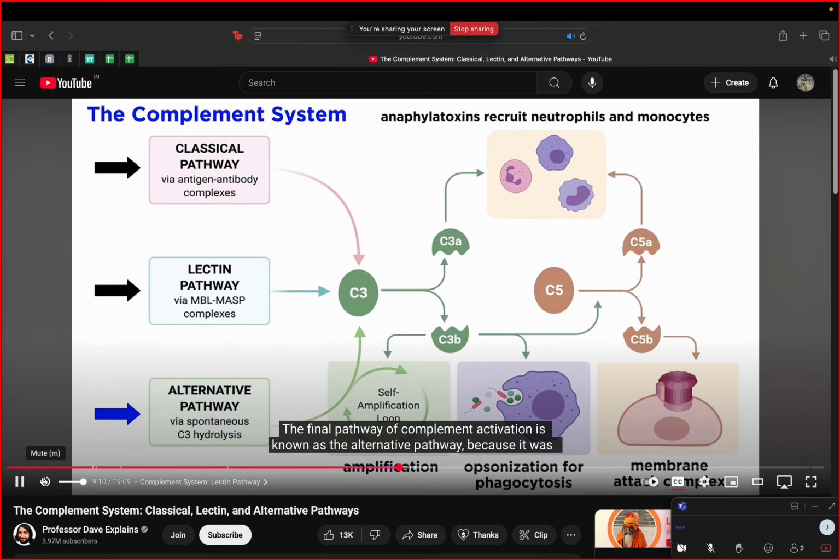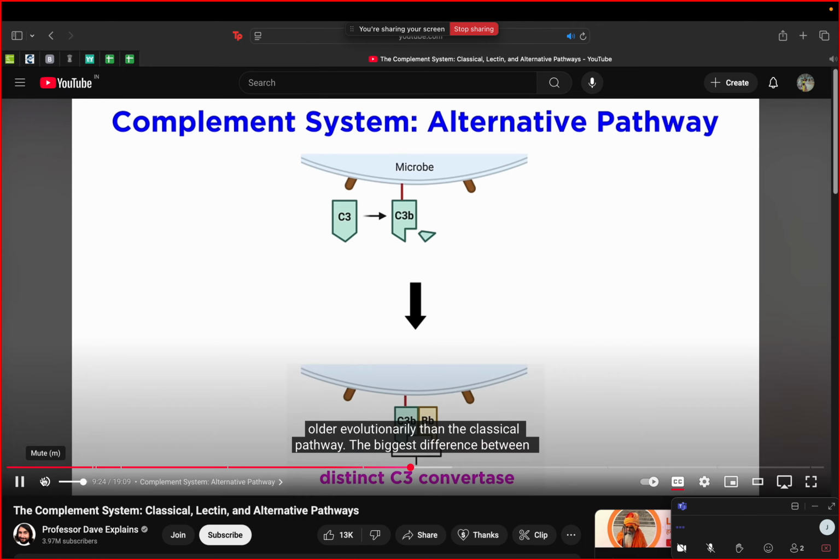The final pathway of complement activation is known as the alternative pathway because it was discovered after the classical pathway. Although it is called alternative, it is probably much older evolutionarily than the classical pathway. The biggest difference between the alternative pathway and the other two is that it utilizes a distinct C3 convertase.